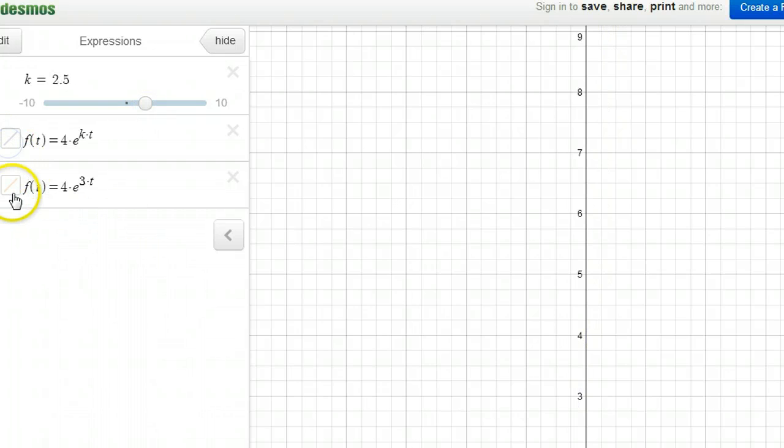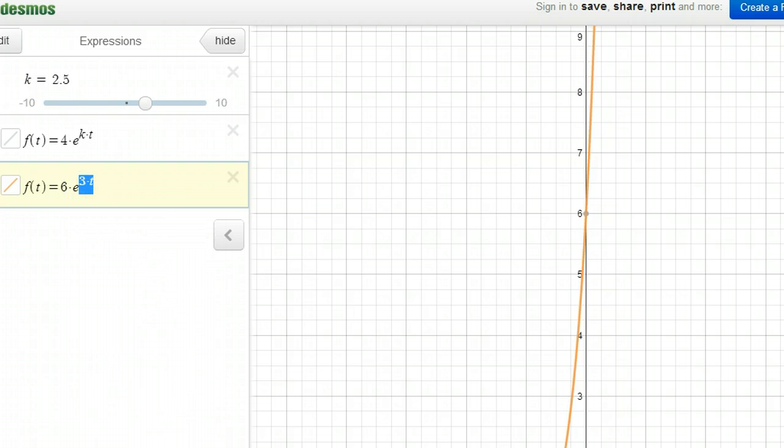So let's get rid of this graph and just look at this one. In this case, the originating value is 4. And if we look here, it crosses the y-axis at 4. If I change this value to 6, then it crosses the y-axis at 6. So this first constant, a naught, is called the originating value, and it's where the graph crosses the y-axis because the t value or input value is 0. e is the base, and as we can see here, the exponent is 3 times t, so our k is 3 in this case.